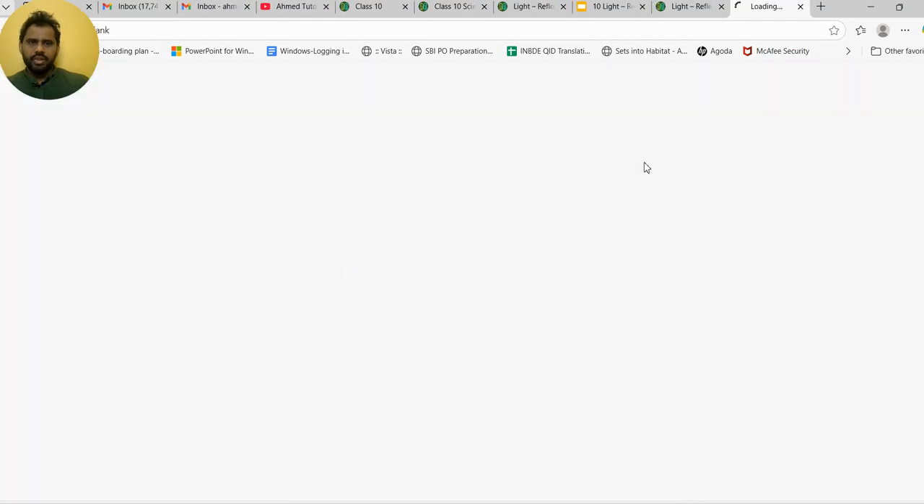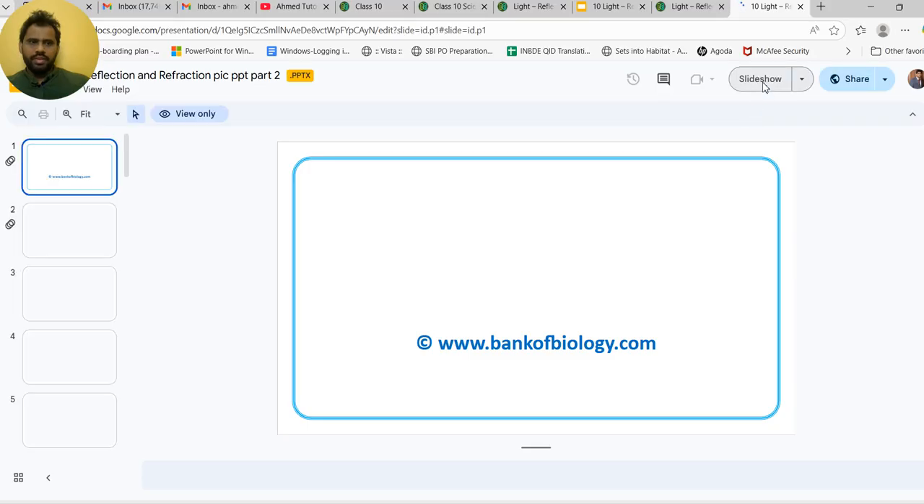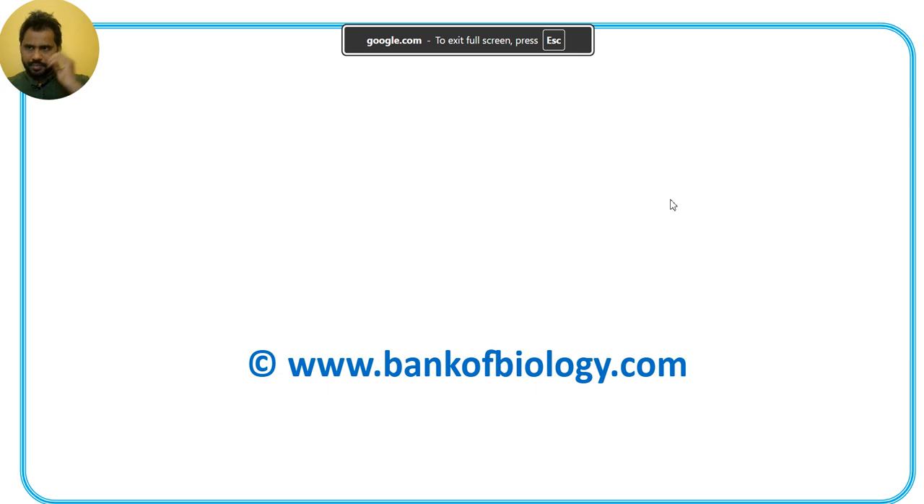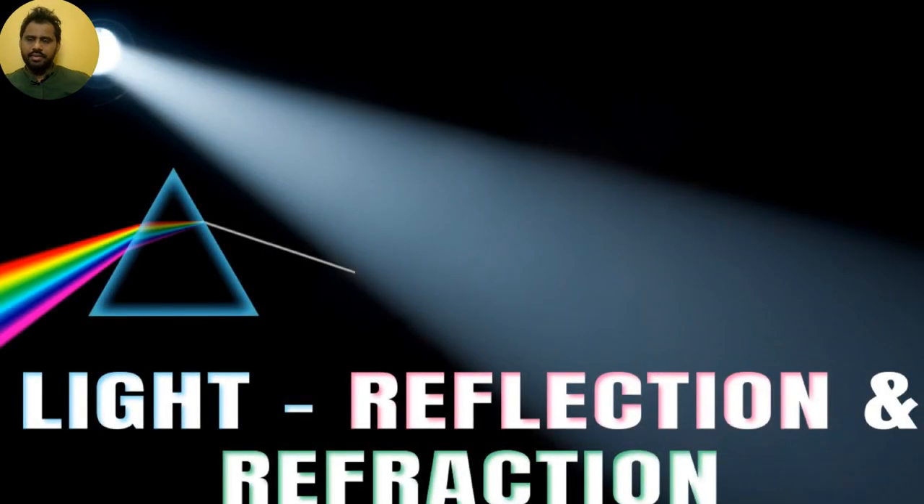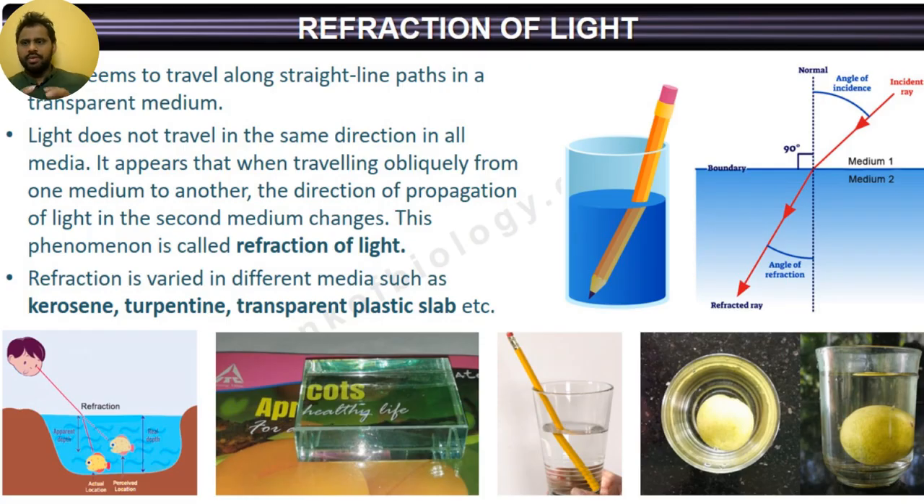Let us proceed to part 2 of this chapter. Light, reflection and refraction, part 2. Since we have understood everything about reflection, now let us try to understand what exactly is refraction. It's a very simple phenomenon. You can do one experiment. You can take a glass of water and put a pencil inside it. What you see is that the pencil, when seen from the air, looks different, and when it has gone into the water, it looks bent.